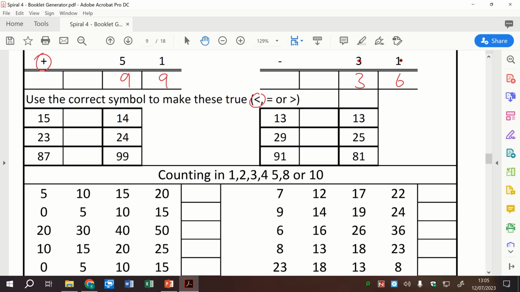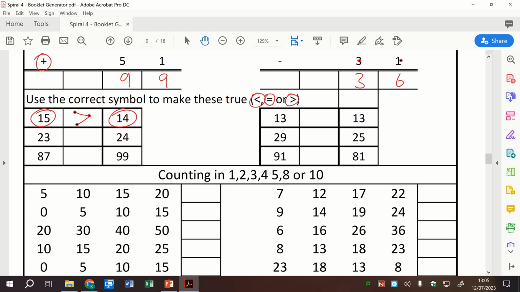Okay, so let's have a look at these. So we've either got to use that symbol, or that symbol. So look at these two numbers. We've got 15 and we've got 14. Which one's the biggest one? I'd hope you know that the biggest one is 15. So the symbol with the biggest end goes towards the biggest number. The one with the smallest end goes towards the smallest number.